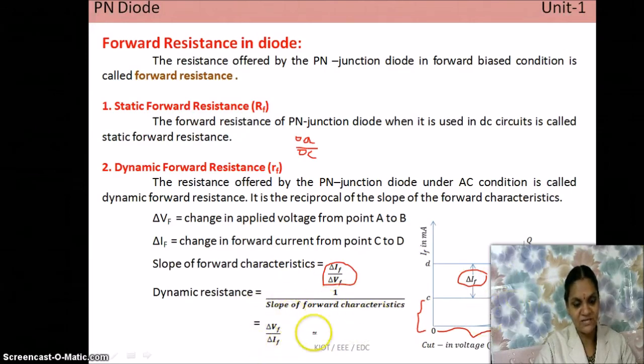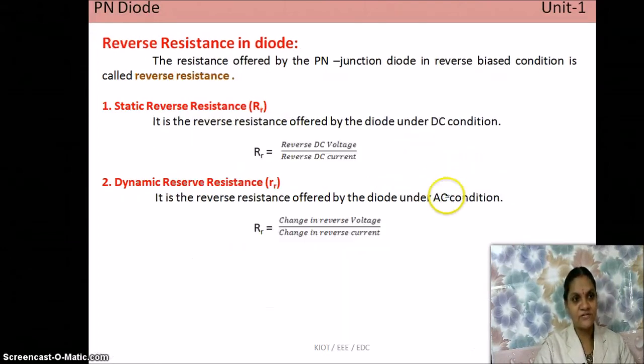So this value is nothing but V divided by I. Change in voltage divided by change in current. This is nothing but the dynamic resistance. So dynamic resistance is simply a variable resistance. In order to find that, we need to consider a portion of the characteristics. So for that, we have considered the points of voltage from A to B. Whereas static resistance, we have to consider at only one point on the x-axis, that is point A. So this is forward resistance in a diode.